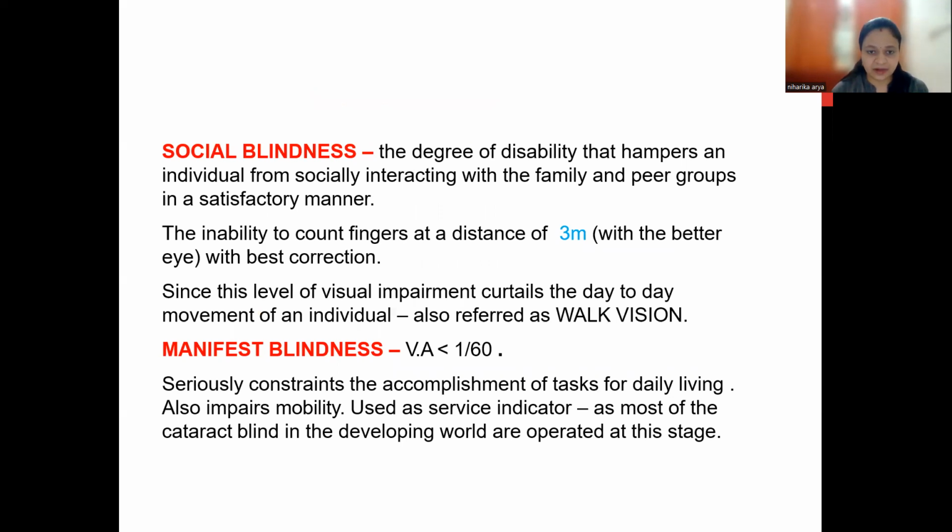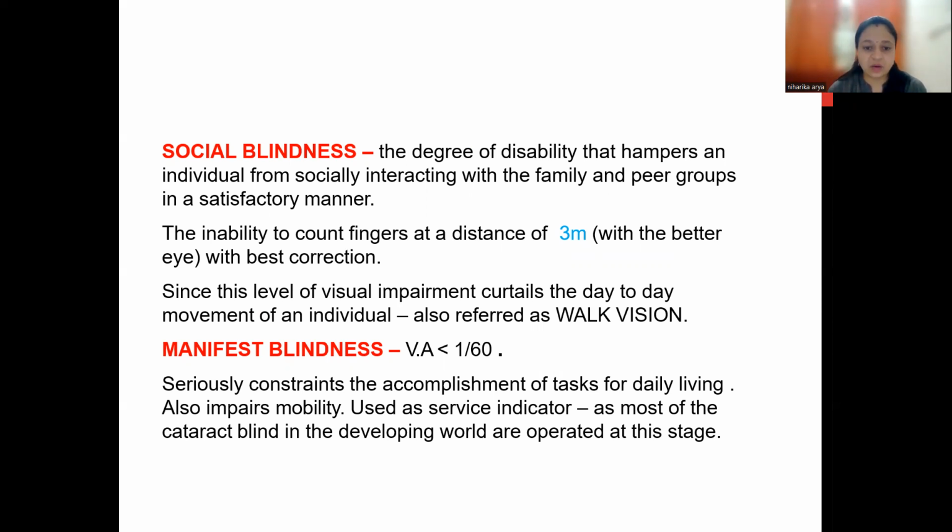Third is social blindness, the degree of disability that hampers an individual from socially interacting with the family and peer groups in a satisfactory manner. So, social blindness means the degree of disability that hampers an individual from socially interacting with the family and peer groups.